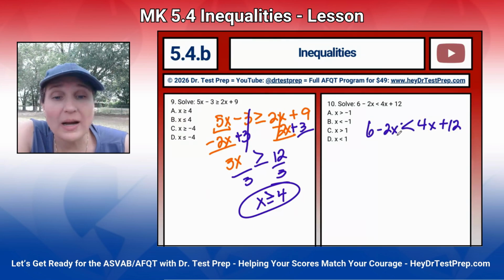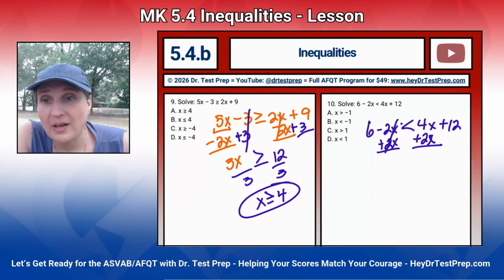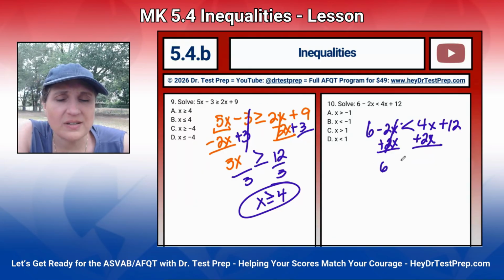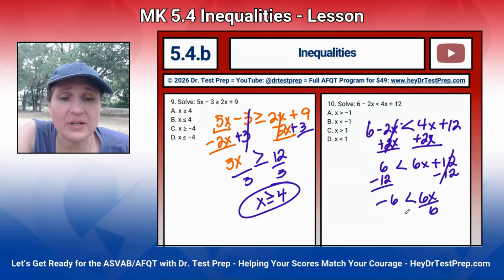There are more x's on this side. So I'm going to add 2x to get it over here. And I'm adding because the opposite of subtraction is addition. This one I'll 2-step just because it's a different side. Here I'll subtract 12 from both sides. And here I'm going to divide both sides by 6.